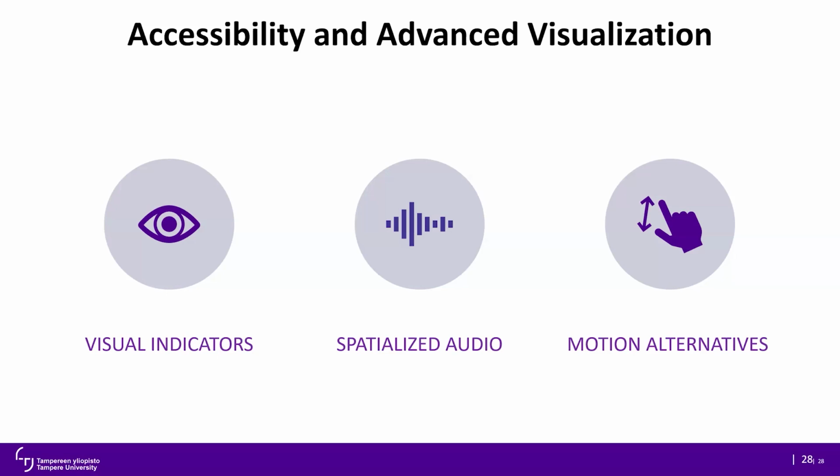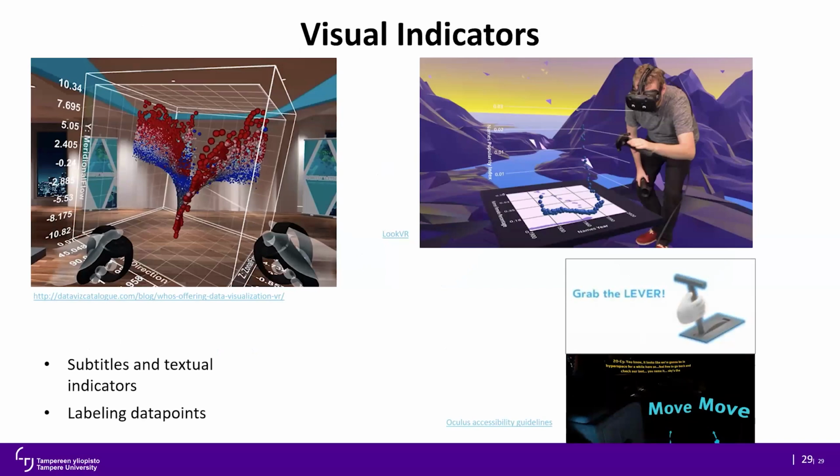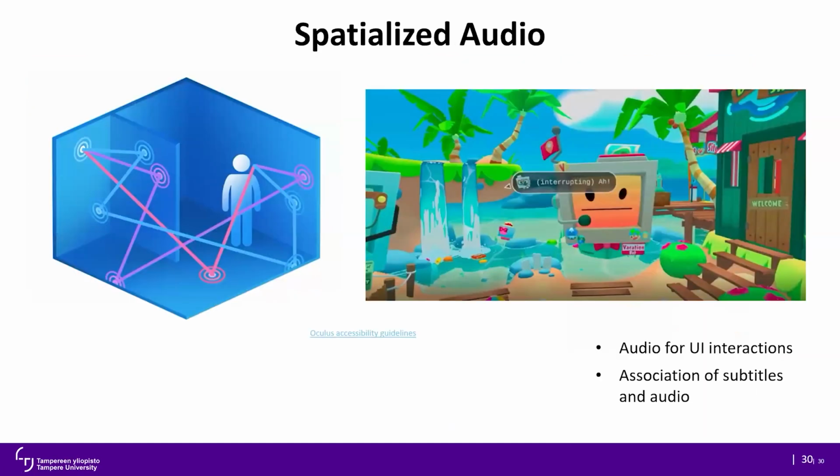There are things like adding visual indicators, utilizing spatial audio, and providing motion alternatives, because surprisingly many so-called natural interaction techniques actually require that your full body is fully working. But that rules out a lot of people. There can be different kinds of subtitles and textual indicators. You can label data points. Those are a little bit like alternative texts in different formats, but now for virtual three-dimensional data. You can have audio for user interactions, subtitles, all of these kinds of things.